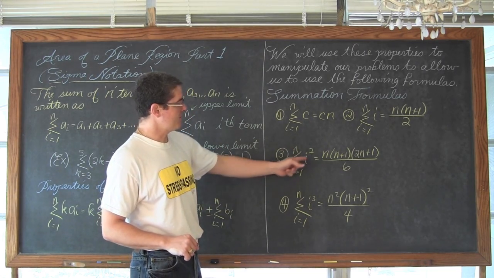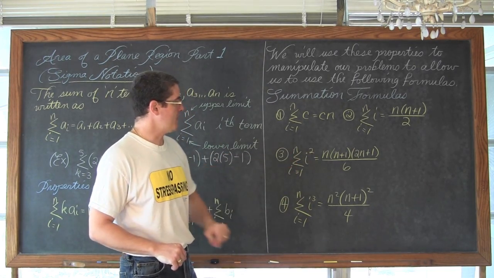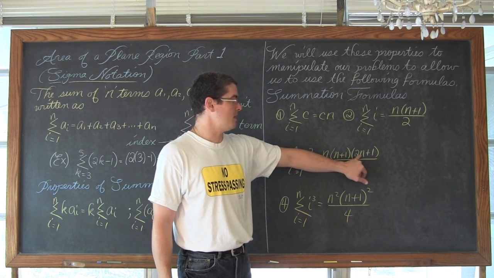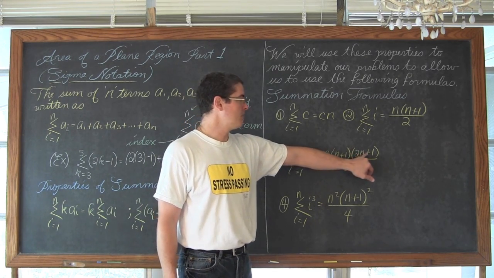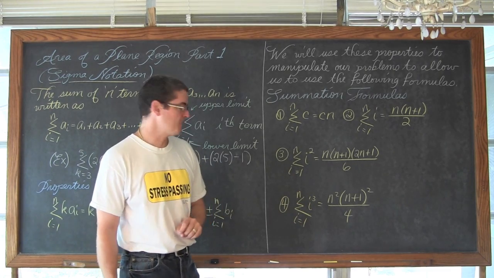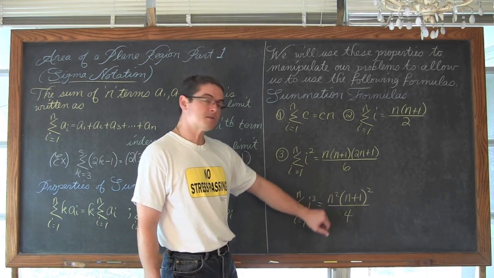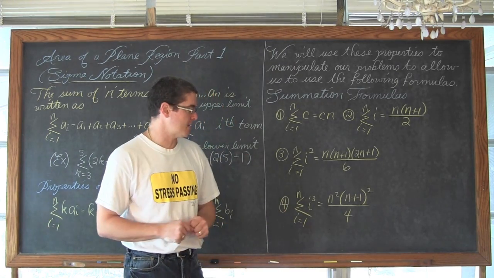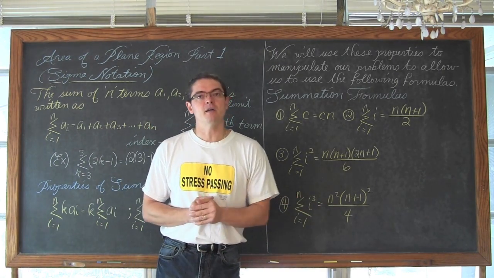If it's the summation of i squared, again starting at 1 and going to n, it's the upper limit times the upper limit plus 1 times 2 times the upper limit plus 1, divided by 6. And then finally, if you have i to the third, then it's going to be the upper limit squared times the upper limit plus 1 squared, make sure you lock that in the parentheses, divided by 4.